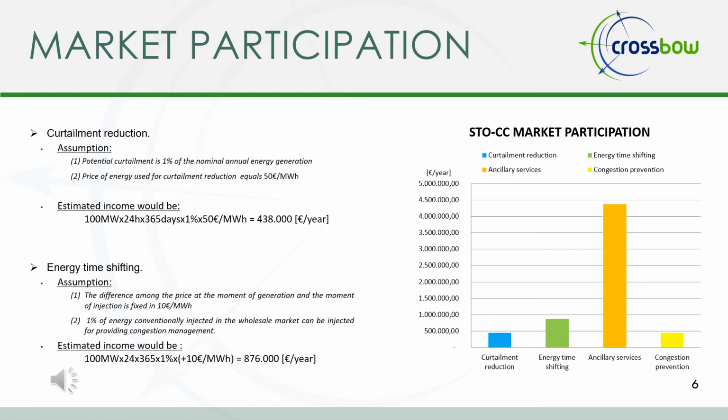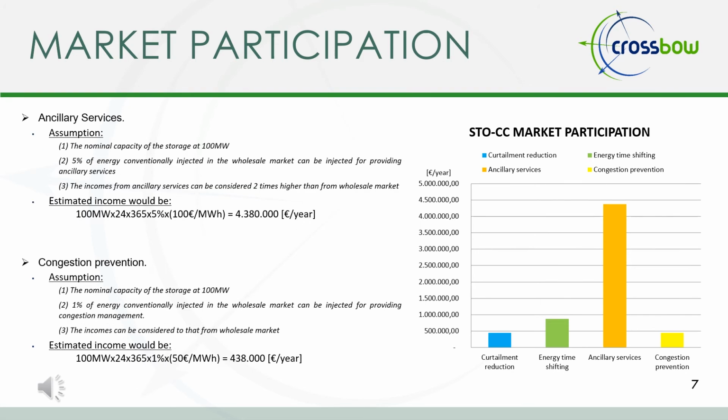Second on the list is energy time shifting. This service allows us to shift the energy from the moment of generation to the moment of maximum energy prices. Once again, if we consider assumptions 1 and 2, we estimate the income of energy time shifting at 876,000 euros per year. On the right-hand side of the slide, a bar chart is presented where, with the colors blue and green, we graphically present the curtailment reduction and energy time shifting functions of STO-CC.